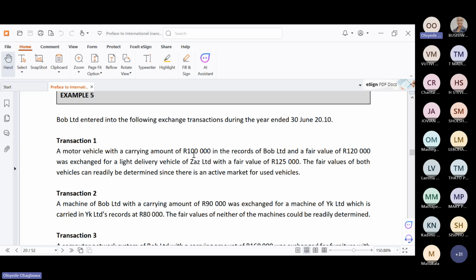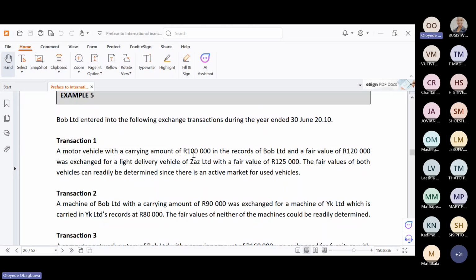Now, Bob Limited entered into the following exchange transactions during the year ended 31st June 2010. Okay? Now, transaction 1: a motor vehicle with a carrying amount of 100,000 in the record of Bob Limited and a fair value of 120 was exchanged for a light delivery vehicle of SAS Limited with a fair value of 125. The fair values of both vehicles can readily be determined since there is an active market for used vehicles.